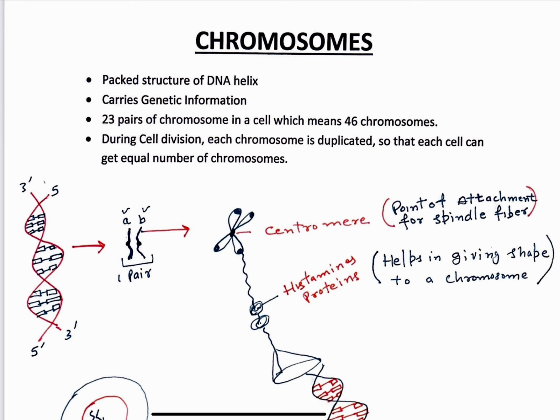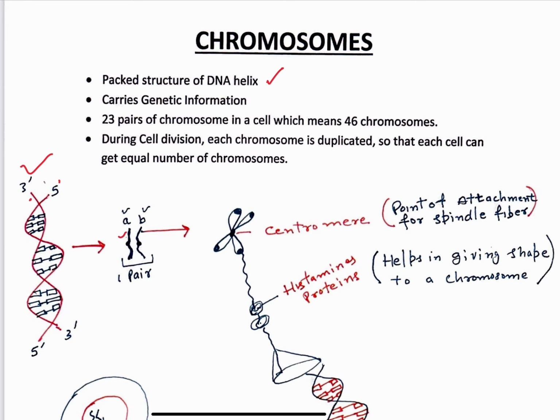So the first thing we're going to think about chromosomes is that they are a packed structure of double helix DNA. So this is the structure of double helix DNA. There are two strands. One strand here, another strand is right there, and this DNA is very long. So it has to be condensed into a structure like this. So this is one chromosome.